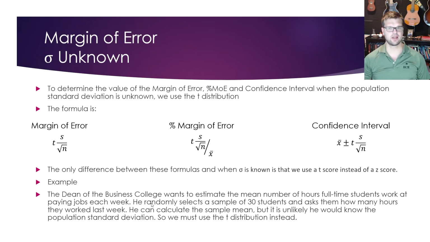The dean of the business college wants to estimate the mean number of hours full-time students work at paying jobs each week. He randomly selects a sample of 30 students and asks them how many hours they worked last week. He can calculate the sample mean, but it's unlikely that he would know the population standard deviation, so we must use the t distribution instead.